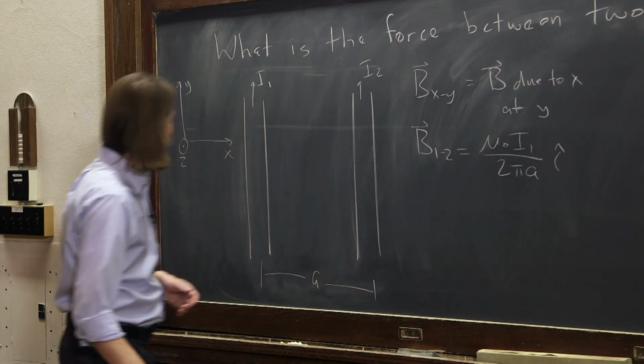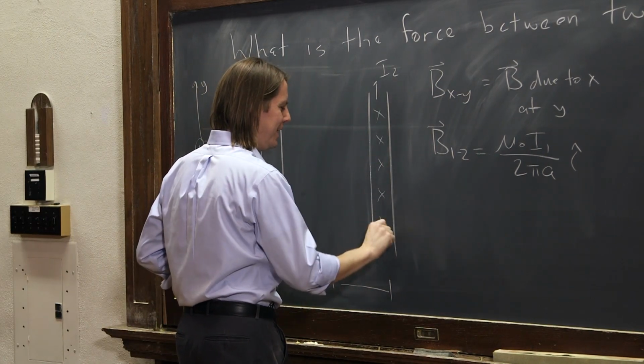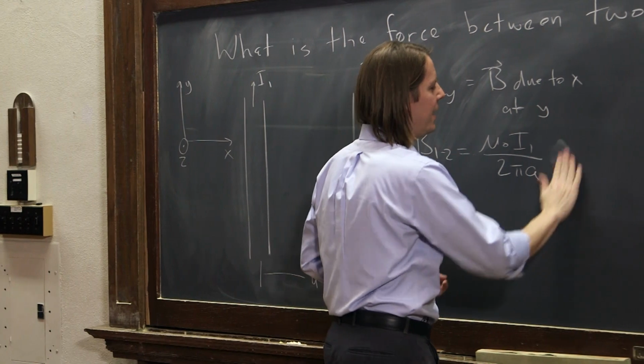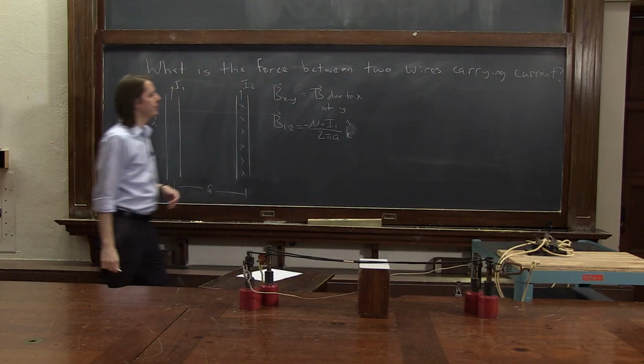No, of course, yeah. Sorry. This one is going into the board. Let's draw the vectors so that I can catch up. Here we go. Into the board, and it's in the negative k hat direction. There we go. That's what I meant.